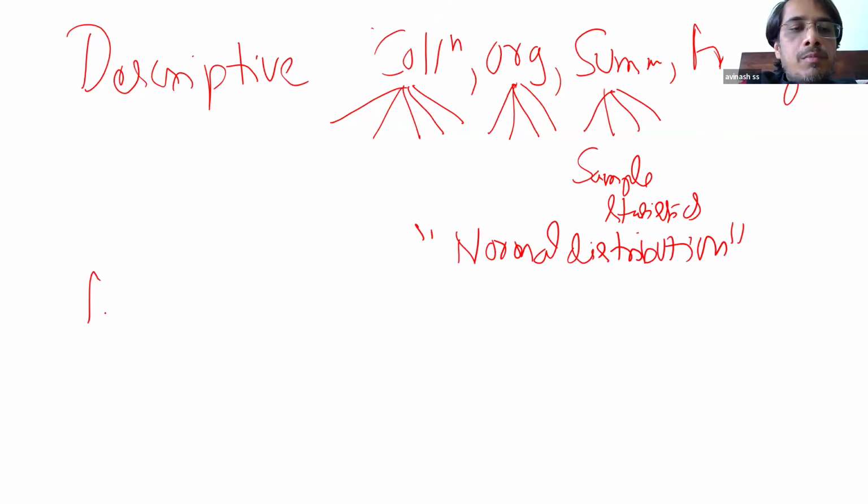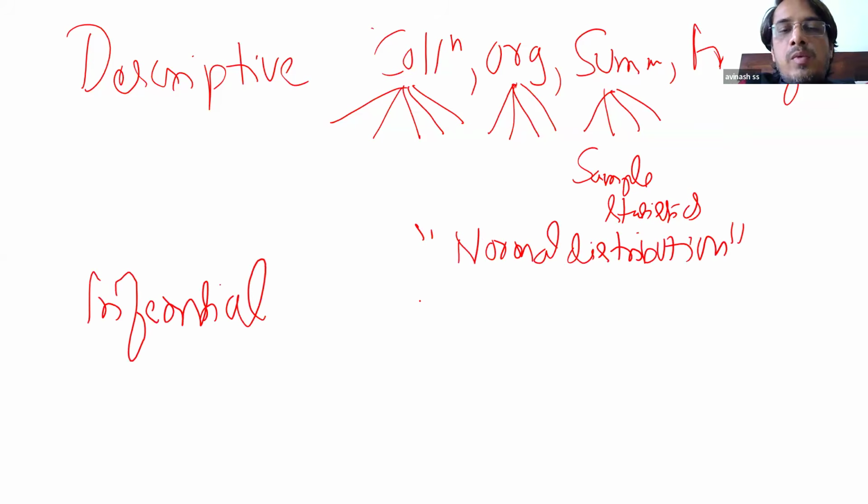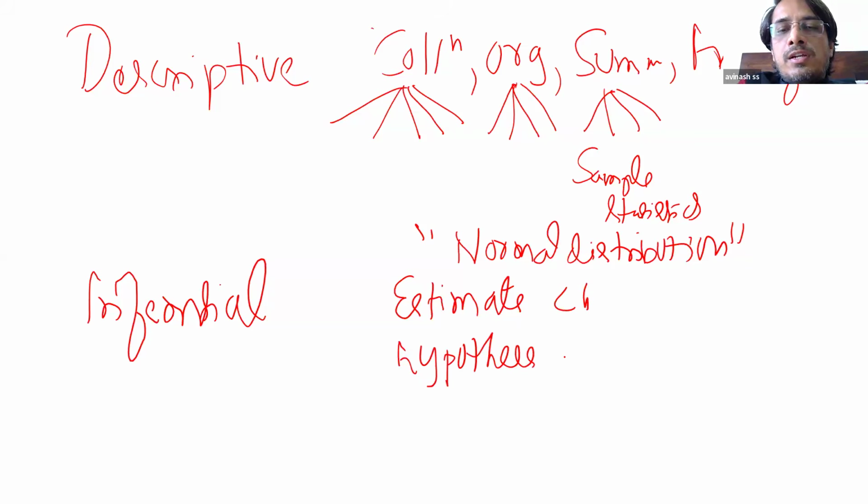After studying that, we'll move on to the inferential part of biostatistics, wherein we will study how we estimate the confidence interval and how we test our hypothesis using the inferential tests. So these two parts are the inferential statistics.